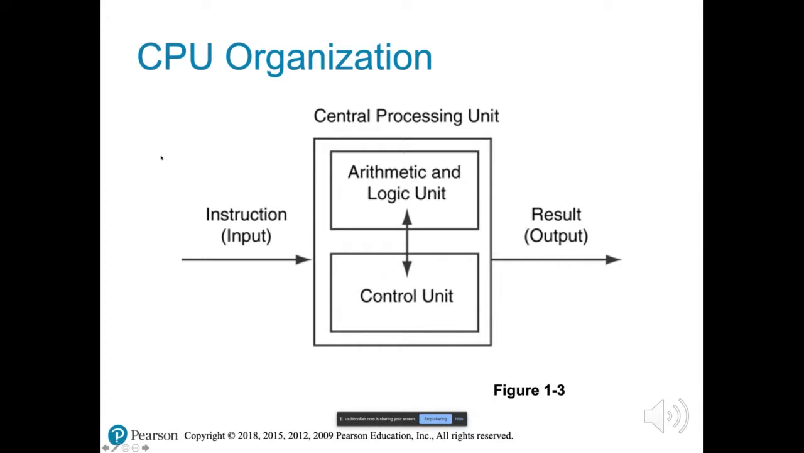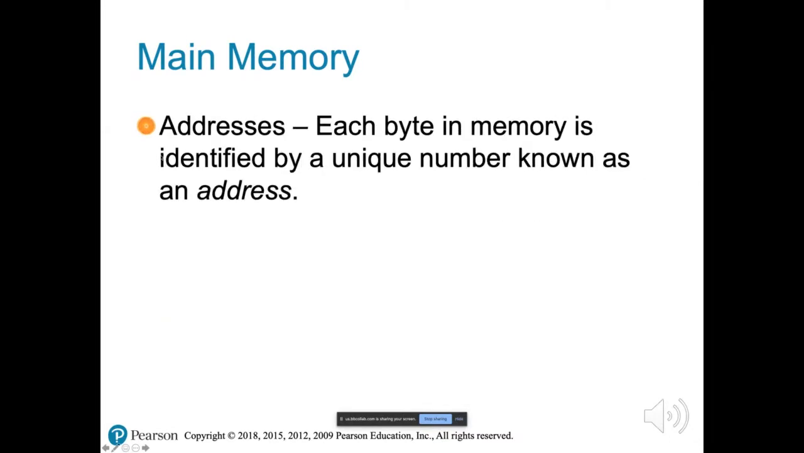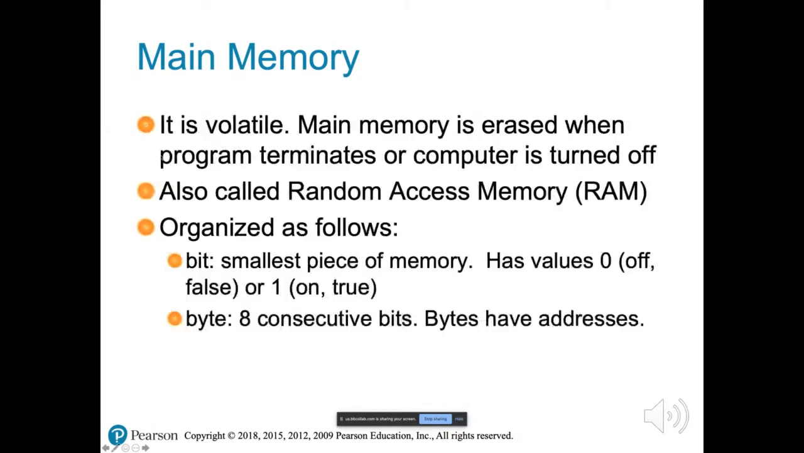And here's the picture. Main memory is volatile. Main memory is erased when your program terminates or the computer is turned off, also called random access memory. It is organized as follows. The smallest piece of memory is a bit, with 0 for false and 1 for true, and a byte is 8 consecutive bits. This is where all your programs are launched into RAM, where they get processed, run, and everything like that. But once you stop your program, it goes out of RAM, and you lose everything. Nothing is persistent.